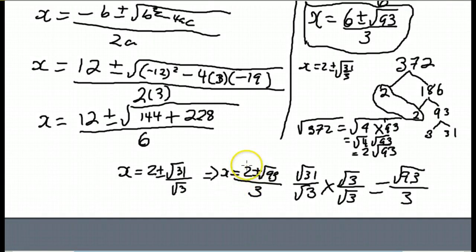Oh, hang on. To put this over 3, I'm going to have to make that a 6. Right? So the root 93 is over 3. I need to write 2 as 6 over 3, which will give us 6 plus or minus root 93 over 3, which is the same as this. So I think I need to go back and do a little bit of editing to that one video to fix this. So you may not see it as a mistake in the other video because it's got to be fixed.